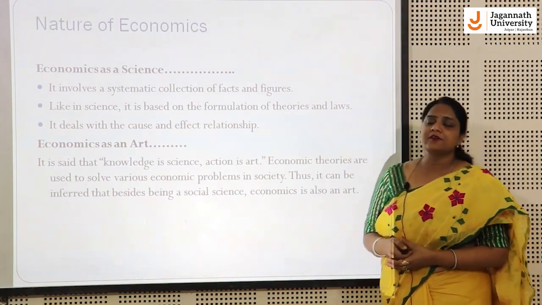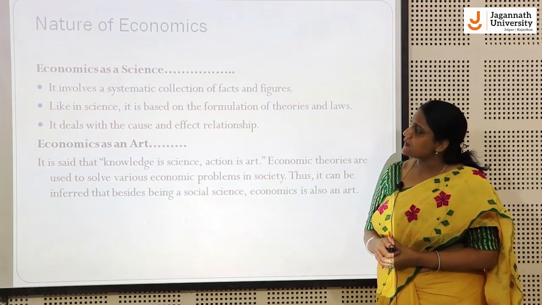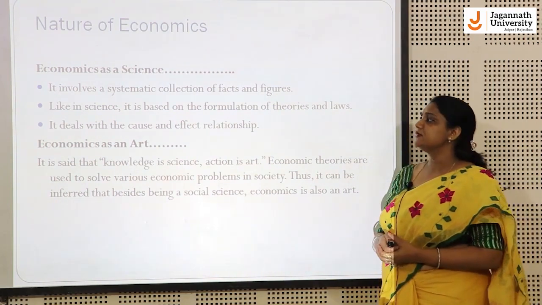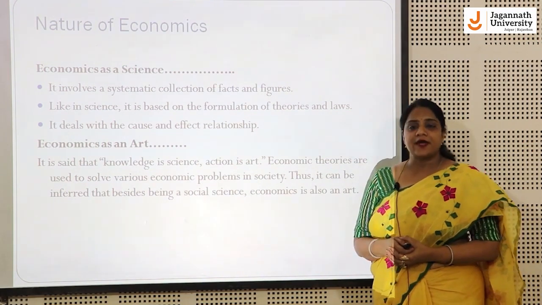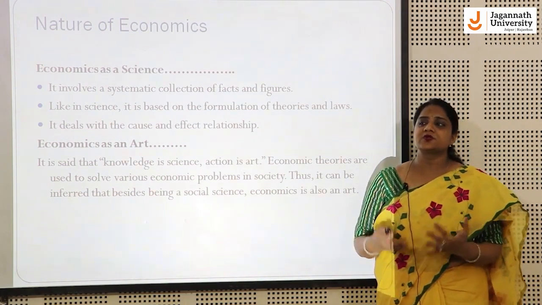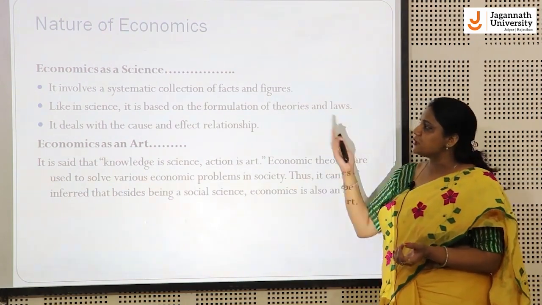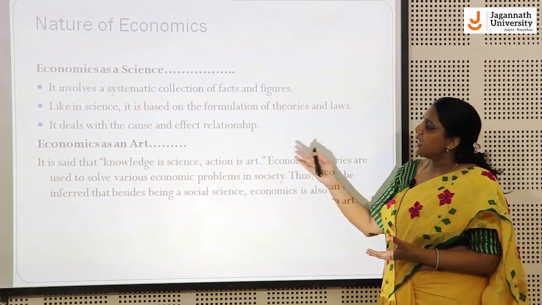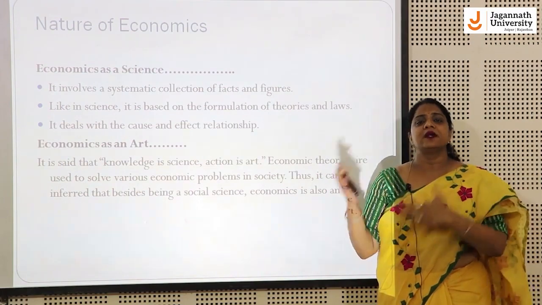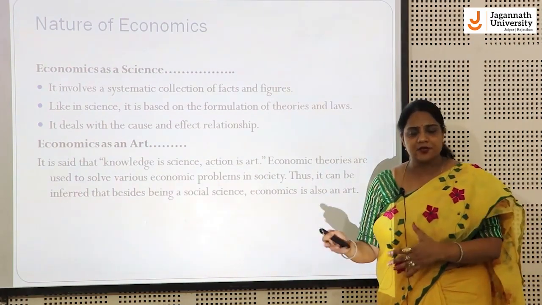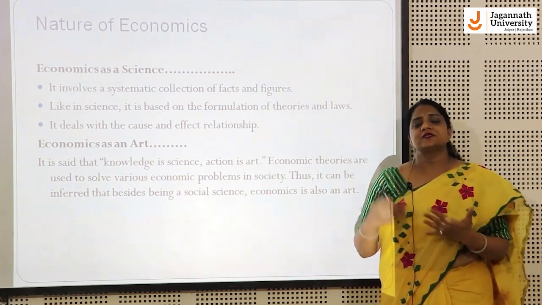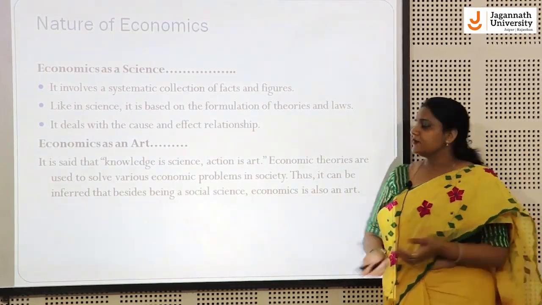As I covered in my previous slide, economics is science as well as art. It is science because it has a systematic collection of facts and figures, and as in science, everything is based on laws, principles and theories. It is also based on laws, principles and theories. And as in science, we always understand a relationship between independent and dependent variables, a cause and effect relationship. Here also we try to understand the relationship between the variables, which variables are dependent on the independent variables.